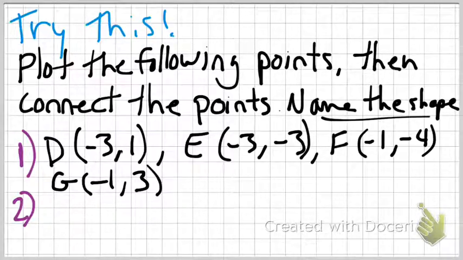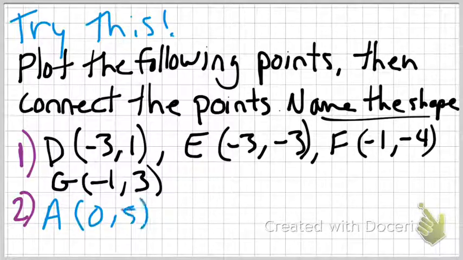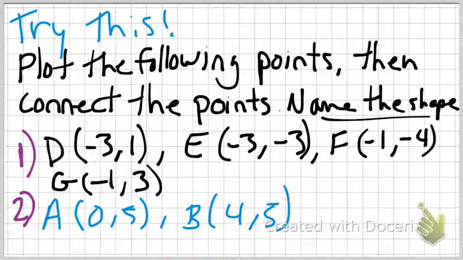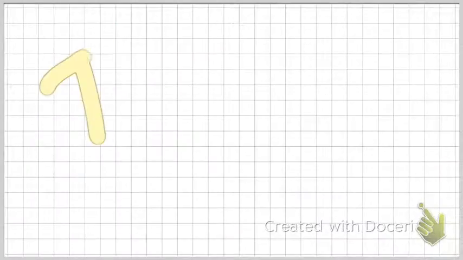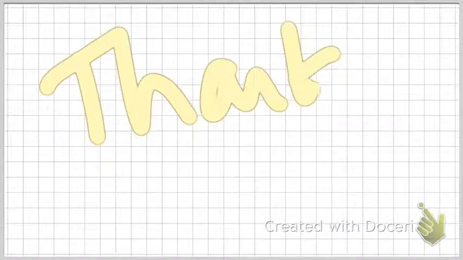And the second shape I want you to make, A will be 0 and 5. B will be 4 and 5. And C will be 4 and 0. Alrighty. So you can pause the video there, write those down, and try to draw them on your own Cartesian coordinate plane system.